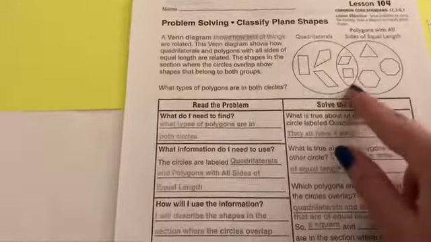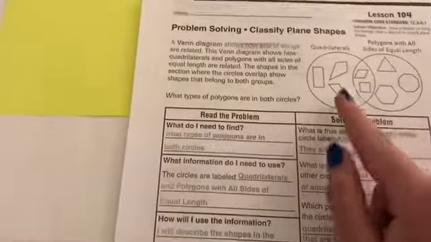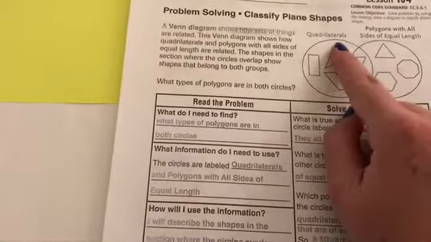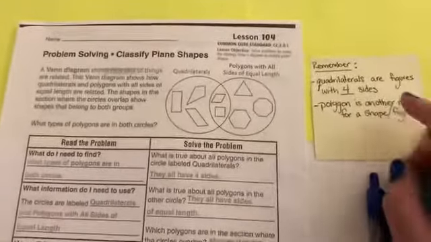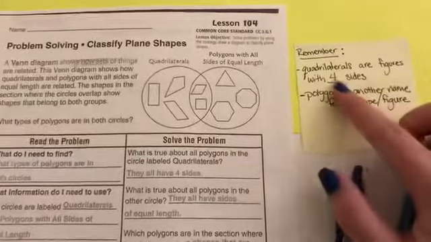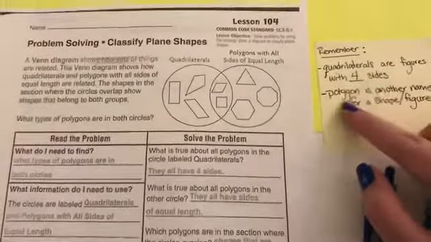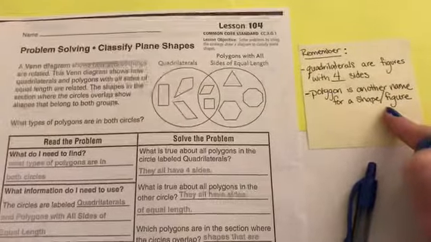A Venn diagram is circles that overlap in some areas and they allow us to see how things are related. We can tell how they're similar and how they're different. Alright, so this Venn diagram shows quadrilaterals and polygons with sides of equal length. So I popped over here and I wrote down some things that we need to remember. We need to remember that quadrilaterals are figures with 4 sides, and that a polygon is just another name for a shape or a figure.